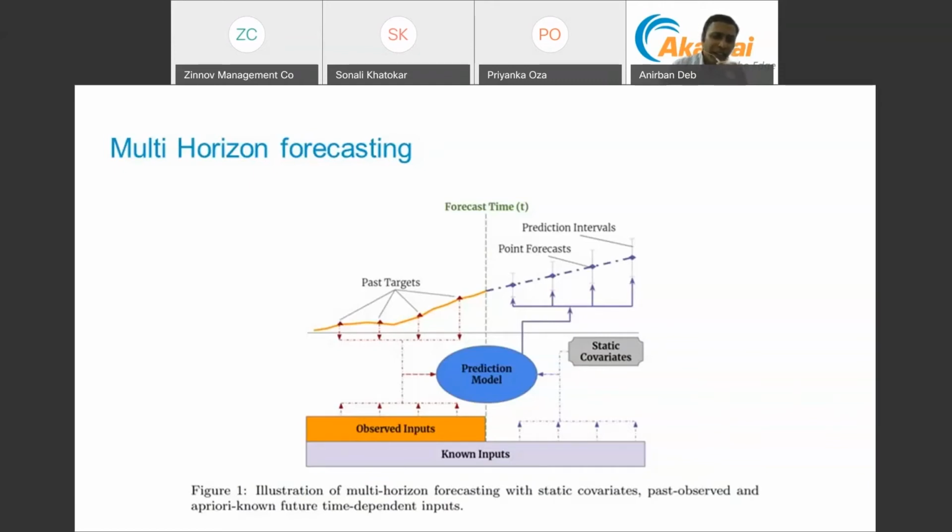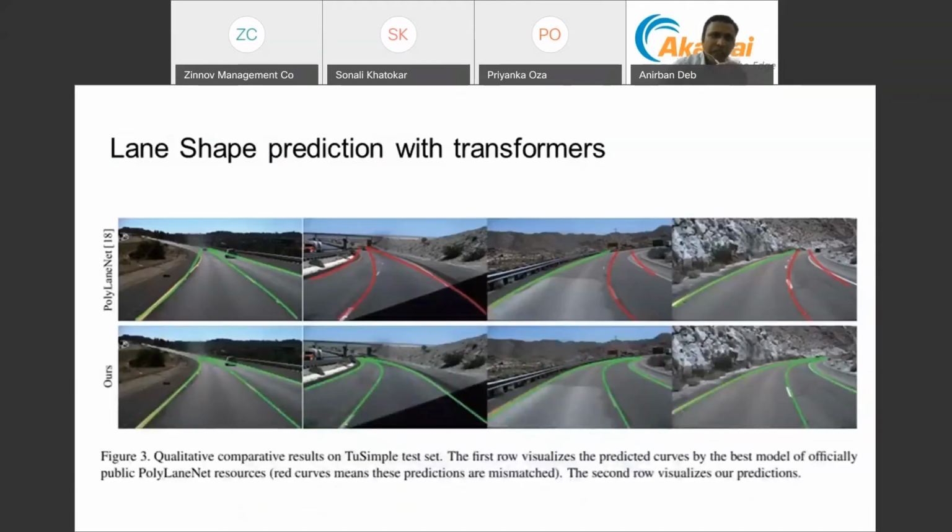So you can try this out. If you Google for "attention model electricity generation," you might find an example. It has been used for lane share prediction in self-driving vehicles as well. So that pretty much completes my presentation.